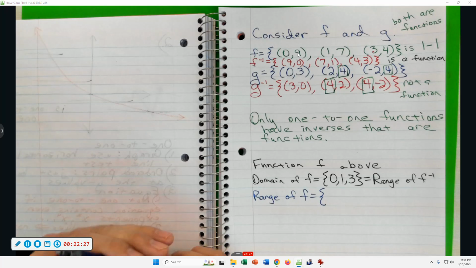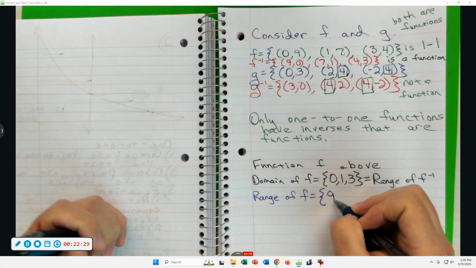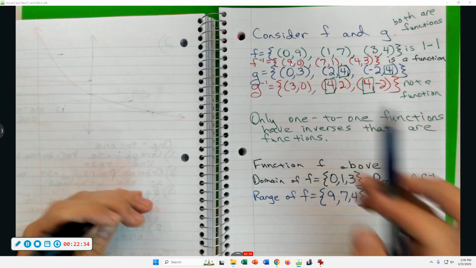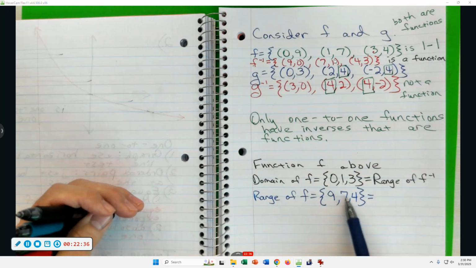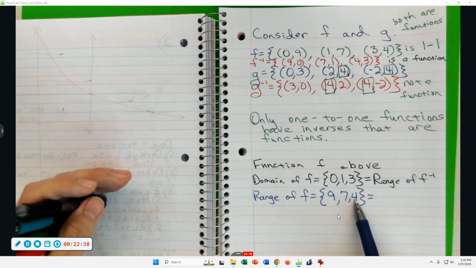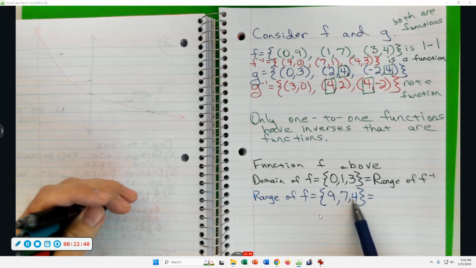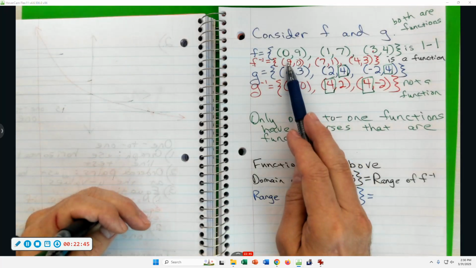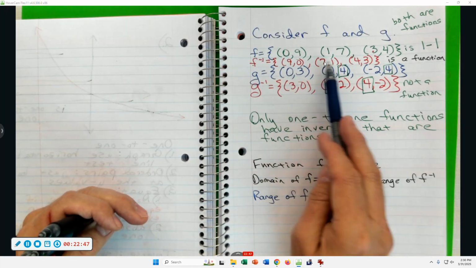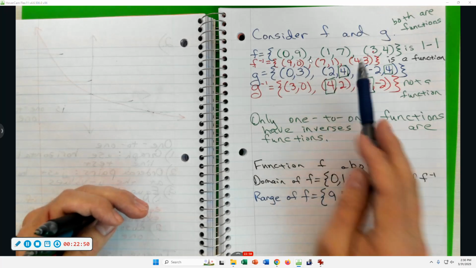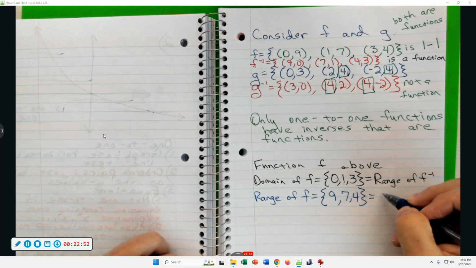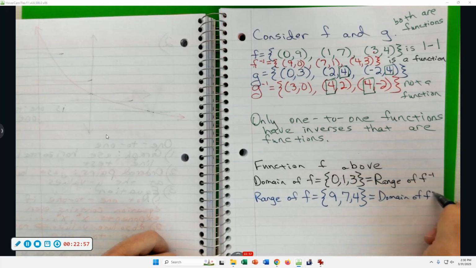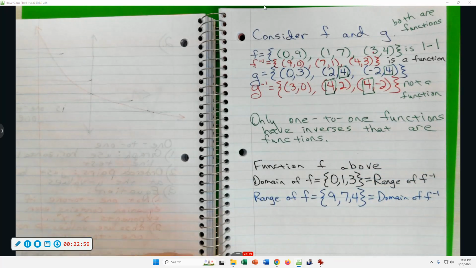I'll get them going. 9, 7, and 4. Look at the new function, the inverse. 9, 7, 4. They started off as y's, but what do they become in the new function? They became the x's, and we call the set of all x values the domain of f inverse. Hopefully you'll follow my logic, and hopefully it makes sense.